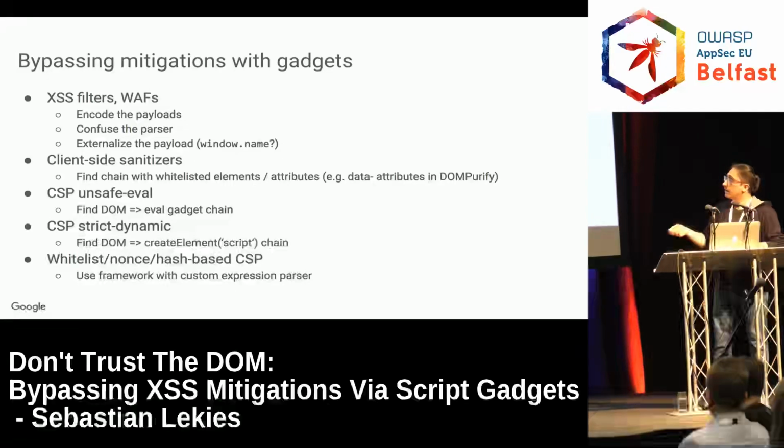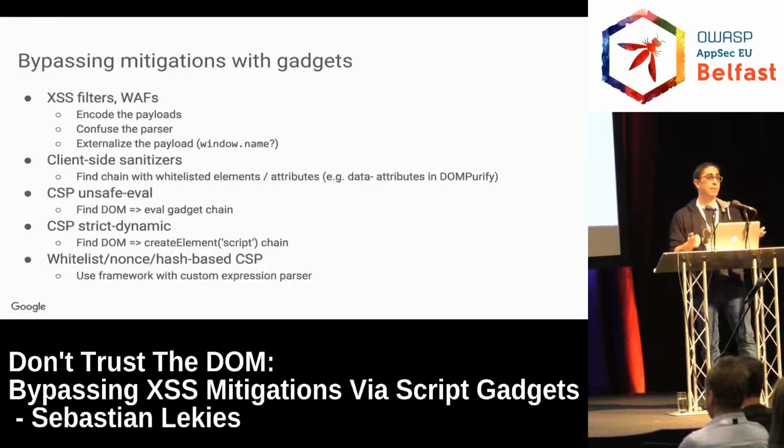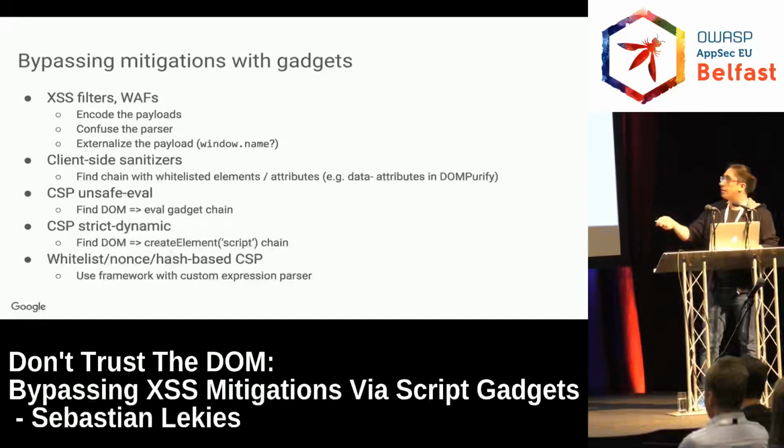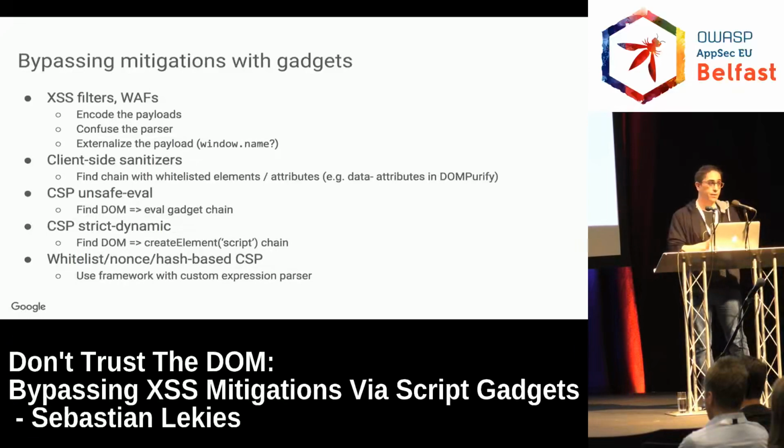If you have an unsafe eval, just try to find a gadget chain that takes something from the DOM and passes it to eval, sometimes through, say, the jQuery function or jQuery HTML function, for example. For the script dynamic, you have a very similar approach. Instead of eval, you want to create element script. And again, jQuery lets you do that. There are various tricks for making the jQuery HTML function create script elements dynamically.